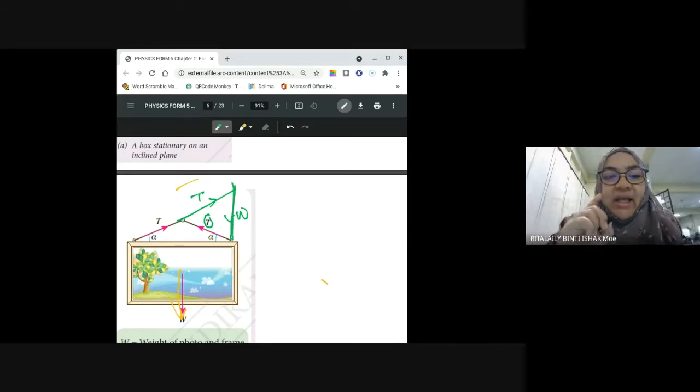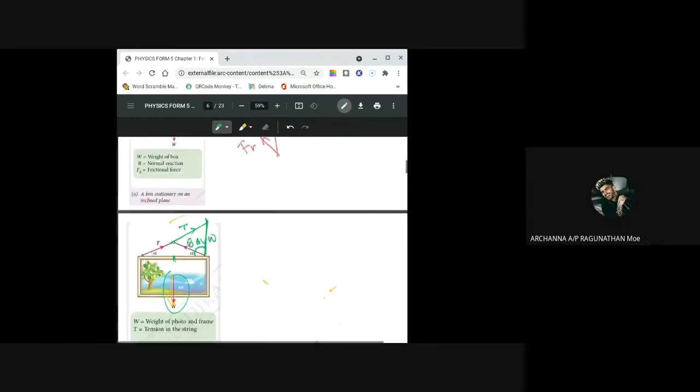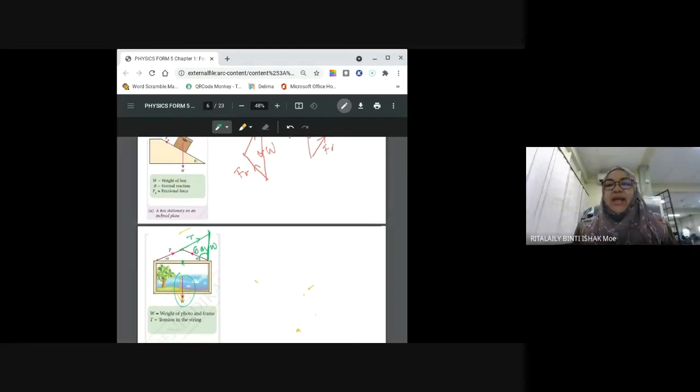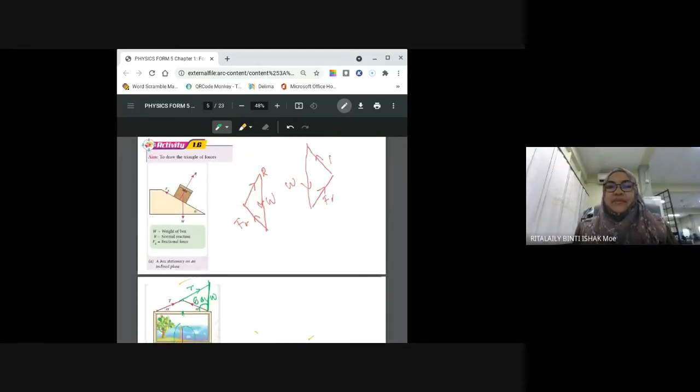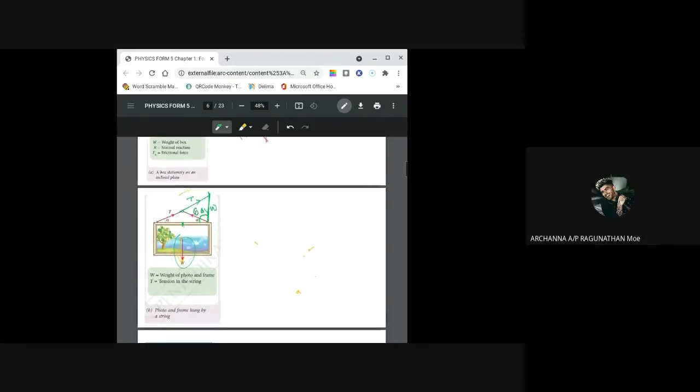So what Wen asked just now, this angle and this angle, should get 90 degrees. Yes, it should get 90 degrees because W is perpendicular to the frame. Okay? Can? Can. Understand. Yes. Okay. Any more questions on A and B?